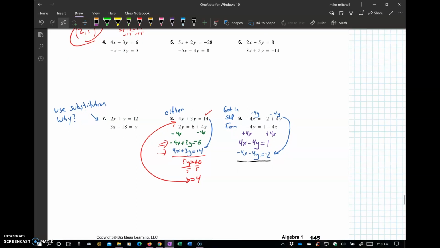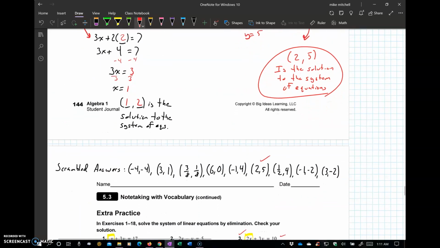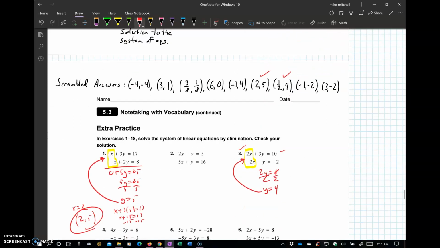Okay, so you can plug that y into either equation and solve it at this point. Let's go for the top one. 4x plus 3, take out the y, put in 4 equals 14. 4x plus 12 equals 14. Minus 12 minus 12, 4x equals 2. Divide, x equals 1/2. That gives me 1/2 and 4. Let's check our answers. Ooh, there's a 1/2 and 4. I was a little worried about that one.